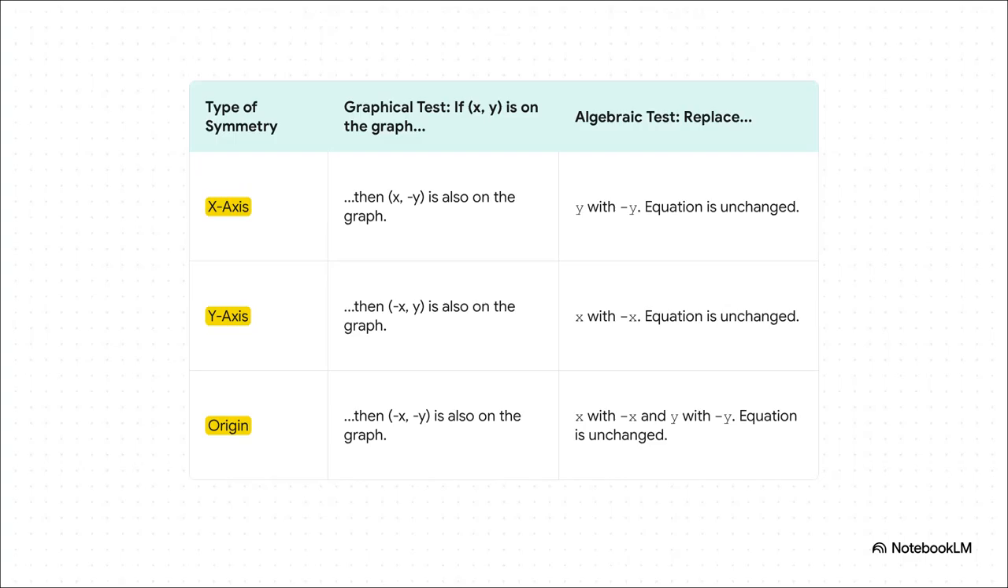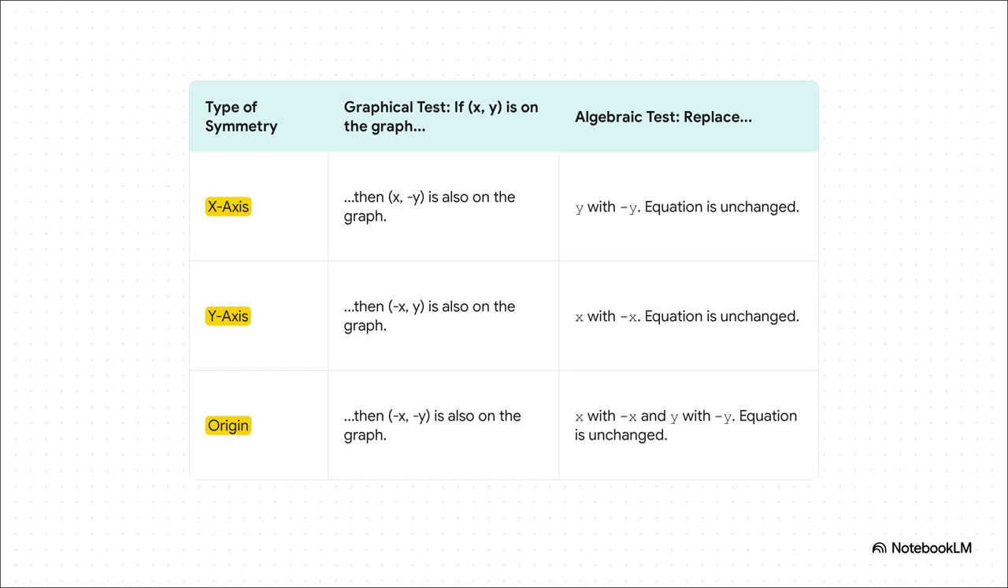The visual rule we just talked about has a direct algebraic test. Just think about it. To test for that y-axis reflection, you just swap x with negative x in the equation. For the x-axis reflection, you swap y with negative y. And for that 180-degree spin around the origin, you swap both.